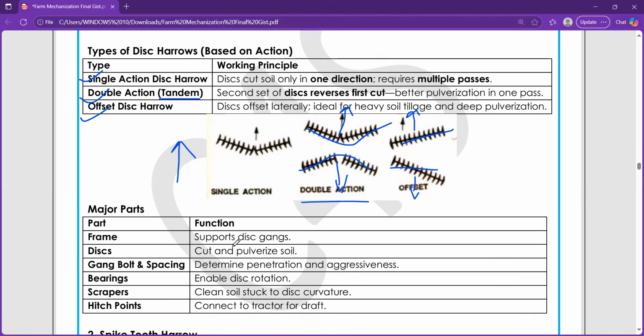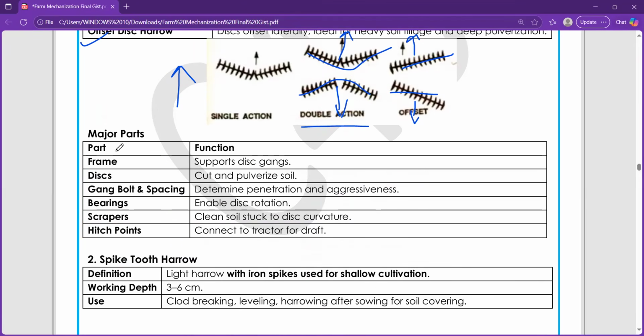Then we have major parts of the disc harrow, like the frame, which supports the disc gangs. The disc cuts and pulverizes the soil. The gang bolt and spacing determine the penetration and aggressiveness. The bearings, as we said earlier, help in frictionless disc rotation. Then scrapers, which clean the soil from the disc curvature. Then hitch points, which connect the tractor for draft. So it is very important. You can expect terminology questions also from here.